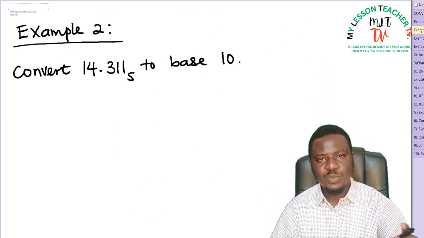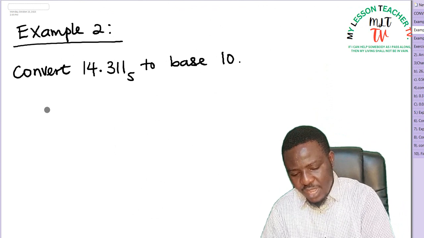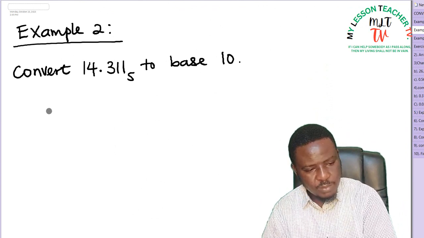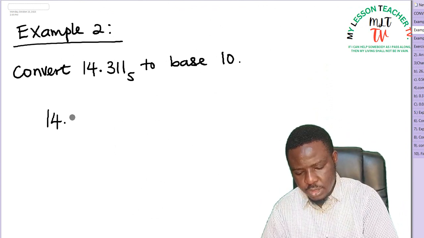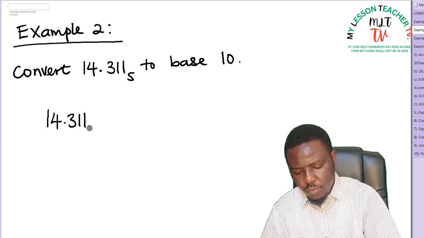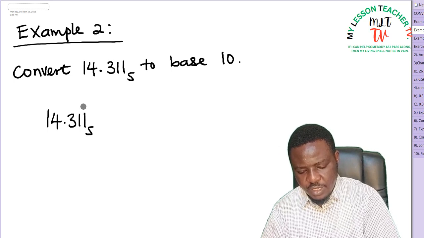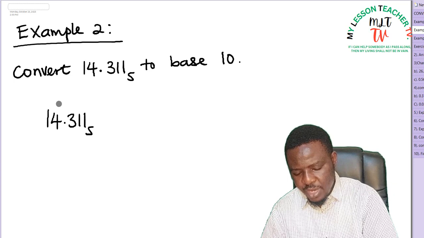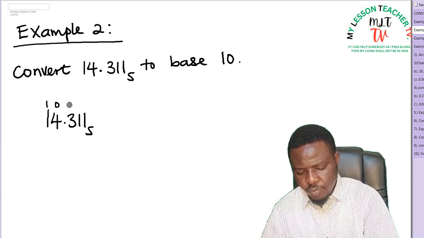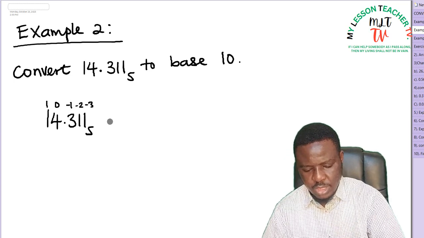14.311 base 5 to base 10. You do the same as what I have done in the first two examples. 14.311 base 5. This is occupying the place values of 5 raised to the power of 0, 5 raised to the power of 1. This is 5 raised to the power of minus 1, minus 2, and minus 3.